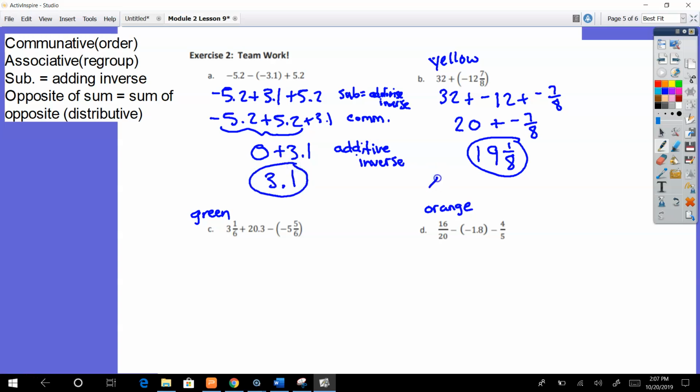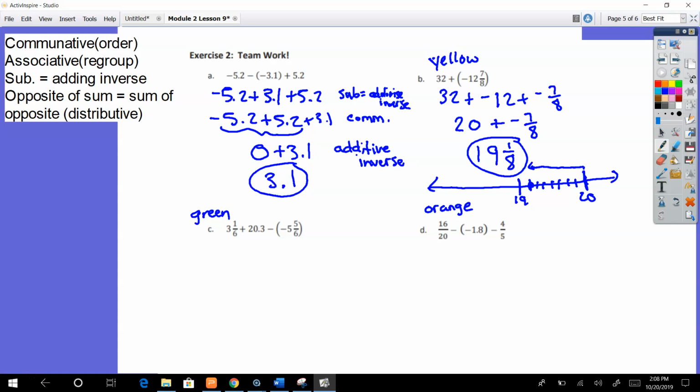And you can use your number line to help you. We were at a positive 20 and we were going to the left 7/8. So 1, 2, 3, 4, 5, 6, 7, and then 8/8 would be 19. We're going 1, 2, 3, 4, 5, 6, 7, which puts us right here. So we're at 19 and 1/8, breaking your line into eighths. Okay, the next one.